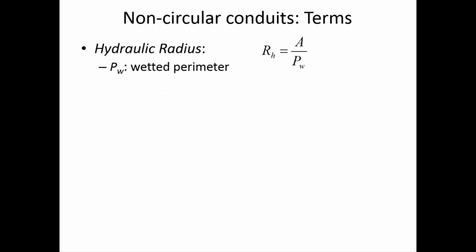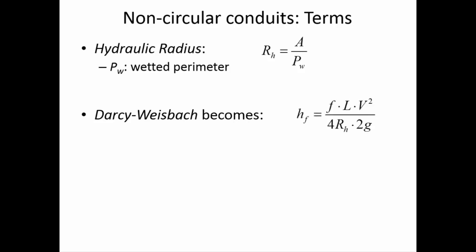So hydraulic radius, which we use in the Manning's equation and which also comes into play in the Hazen-Williams equation. Normally, for a full circular pipe, we have diameter divided by 4. But if we're talking about a non-circular pipe, then we just put in the actual wetted perimeter and the cross-sectional area of the pipe.